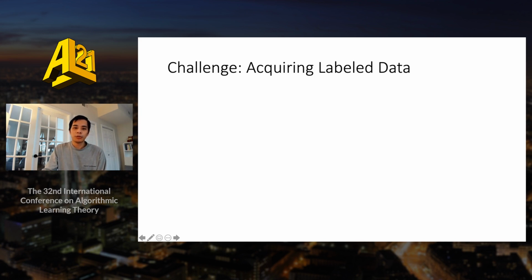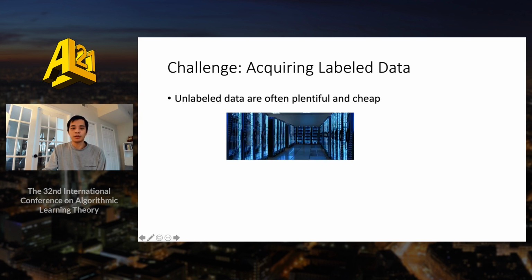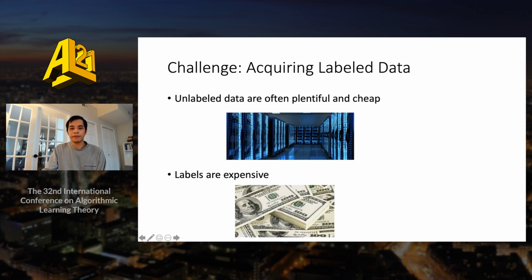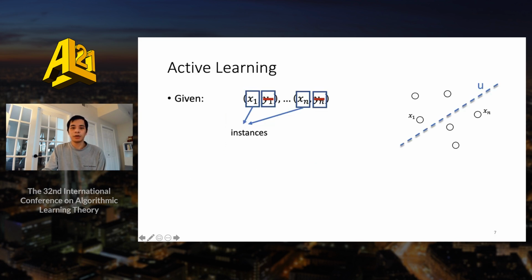In addition, we will consider the challenge of acquiring labeled data. This is motivated by many practical applications where unlabeled data are often cheap, but labeling is very expensive. So we will also do active learning, where initially we just have access to unlabeled data x1 through xn, but we can make interactive label queries to access y. The hope is that we will still be able to estimate u with few label queries.